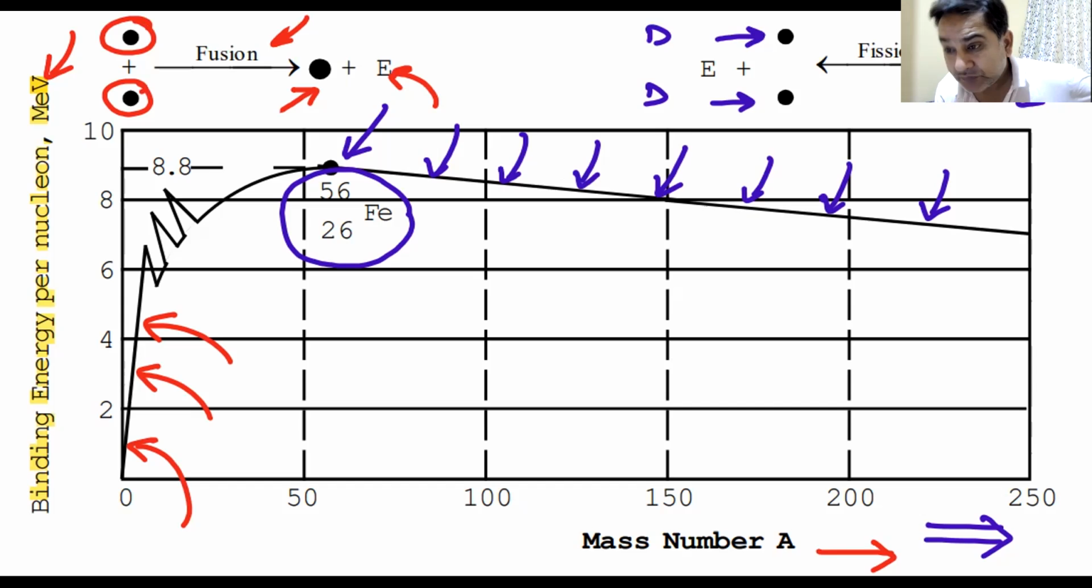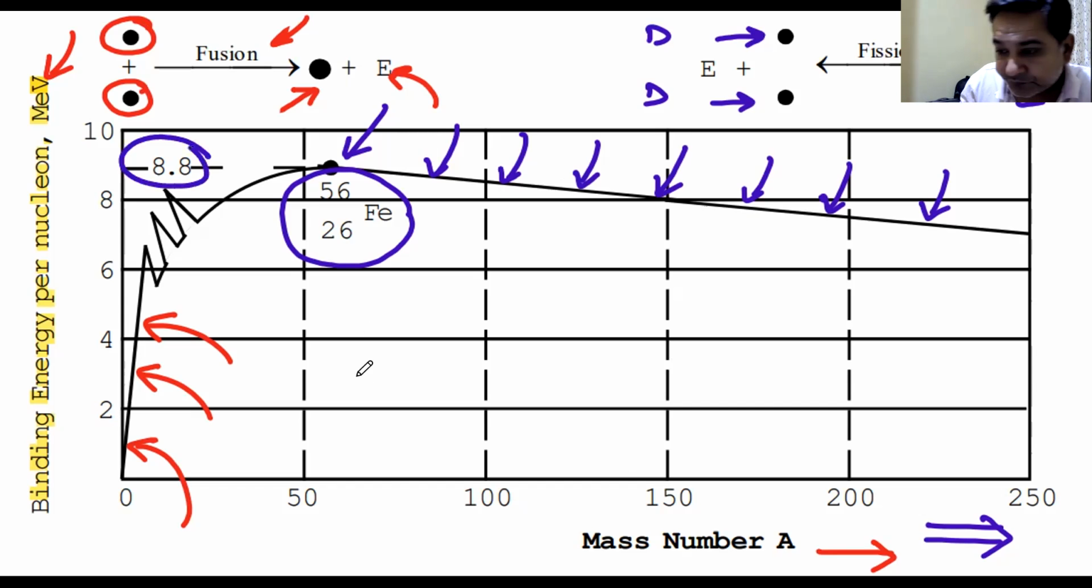Do we understand this? The most stable nuclei is iron 56, 26, and it has a binding energy per nucleon of 8.8. Do we understand this? I hope you have noted this down, and I will move ahead. I hope you have noted this down so that there is no confusion.